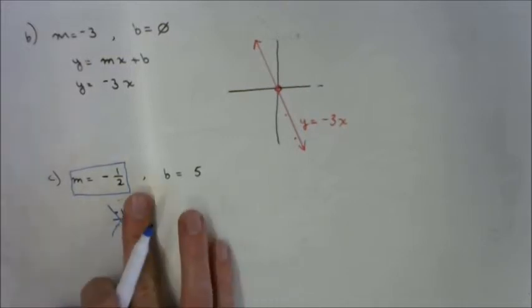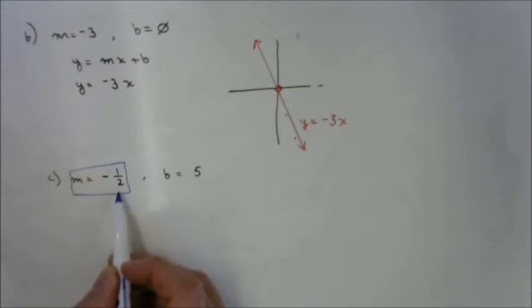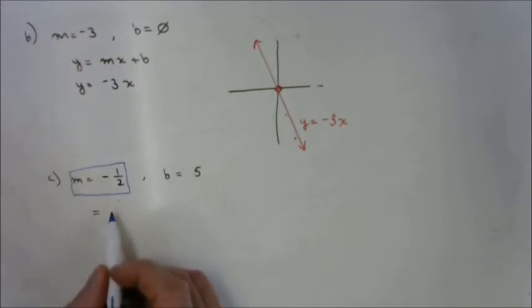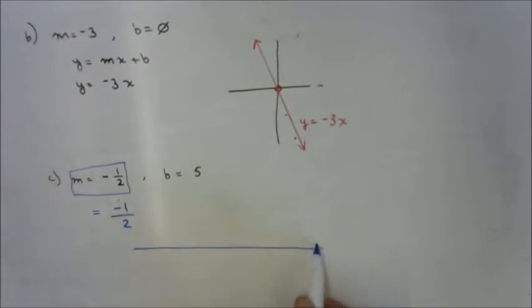You may think of the rise as negative or the run as negative. You will get the exact same result, but not both. My suggestion is that you always think of this as the rise, so that you're always reading left to right. Your run is always positive, but now every time I go over 2, I'm going to go down 1. Over 2, down 1. Over 2, down 1.